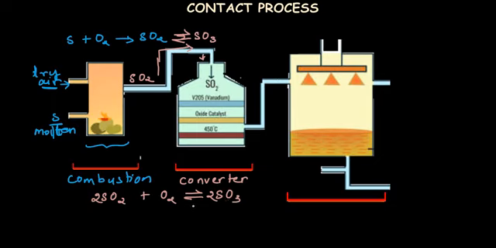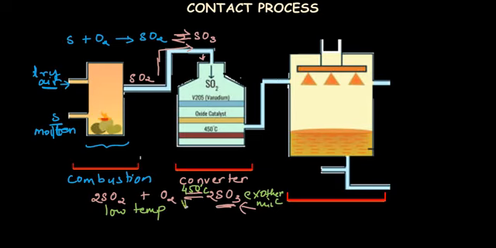Now, what are the conditions needed for such an equilibrium reaction to get the maximum yield of sulfur trioxide? To know the equilibrium conditions, we need to know that the forward reaction is exothermic. If the forward reaction is exothermic, we need to maintain a low temperature, because the higher the temperature, the lower the yield. But a very low temperature will decrease the rate of reaction. So an optimum temperature of approximately 450 degrees Celsius is used. That's the temperature maintained for this equilibrium reaction.